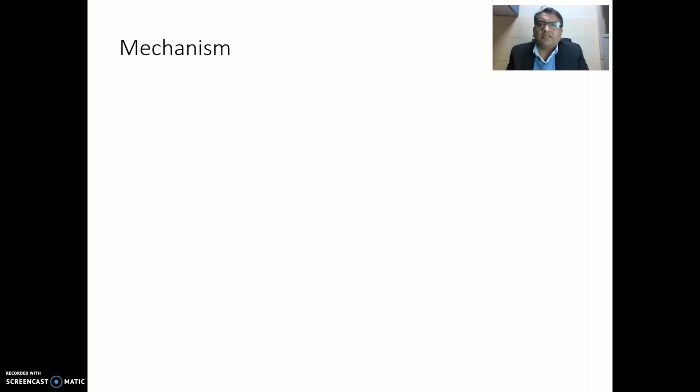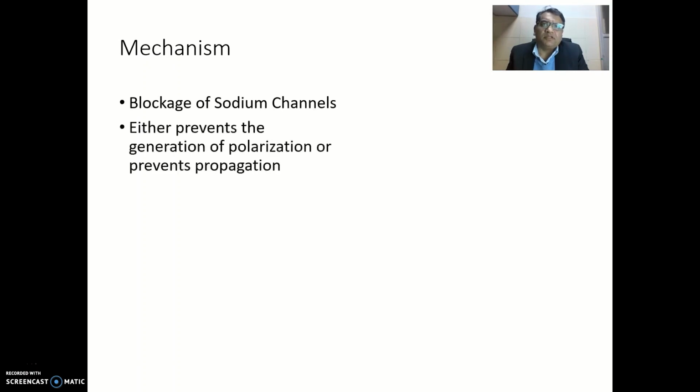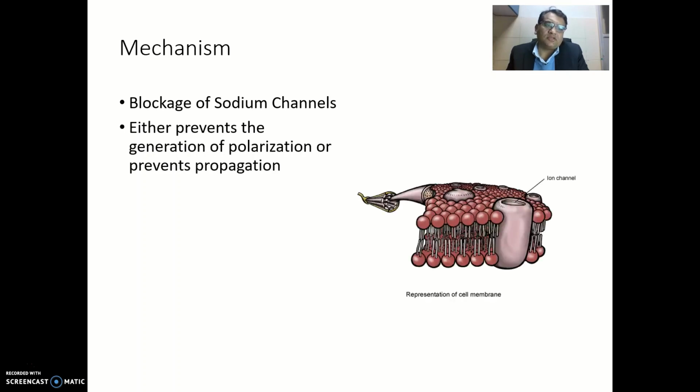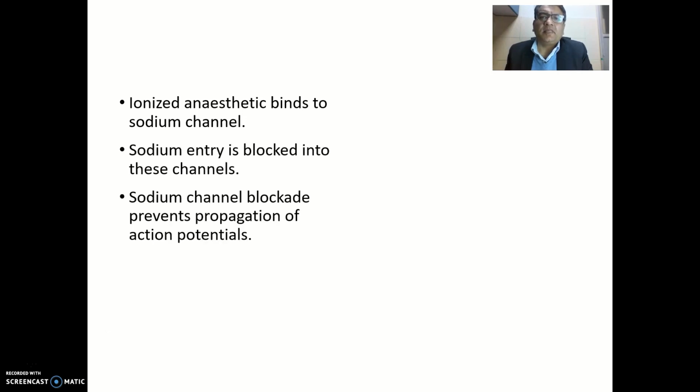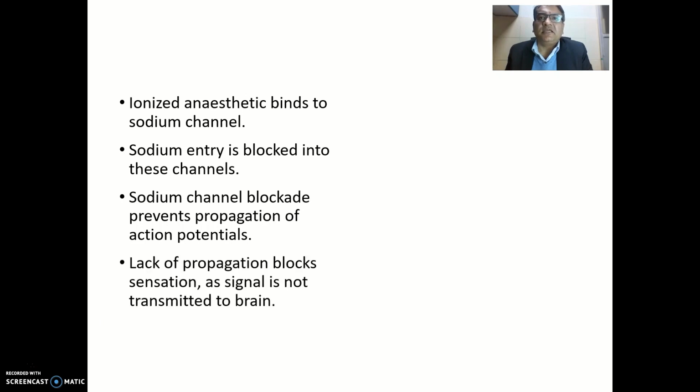Now we are going to discuss the mechanism. The primary aim is to produce the blockage of sodium channel, and it will lead to either prevention of the depolarization or prevent the propagation of nerve stimulus. This diagram shows the ion channels. So ionized anesthetic binds to the sodium channels. Sodium entry is blocked into these channels. Sodium channel blockade prevents propagation of action potential. Lack of propagation blocks the sensation as the signal is not transmitted to the brain.